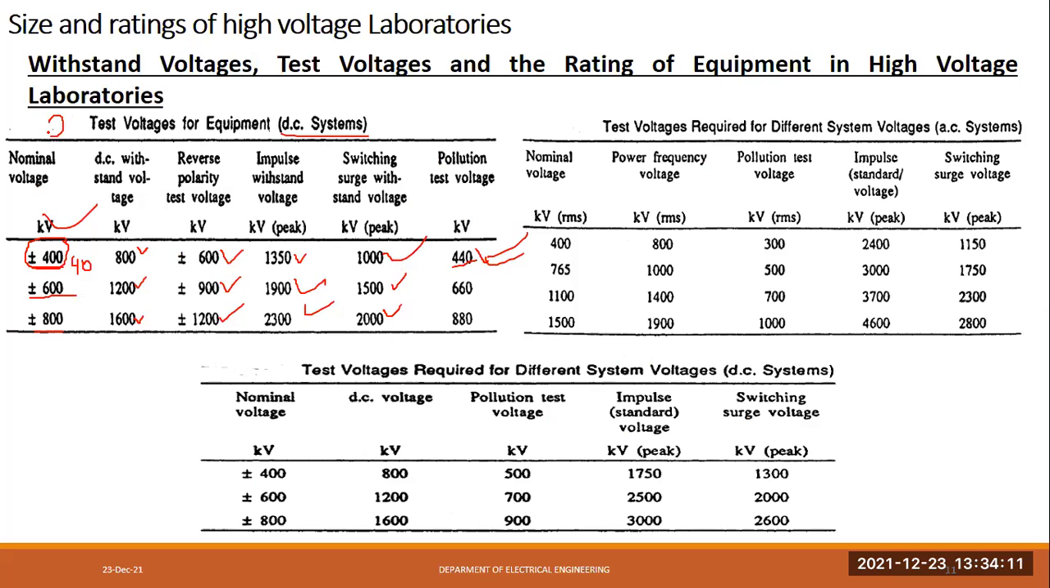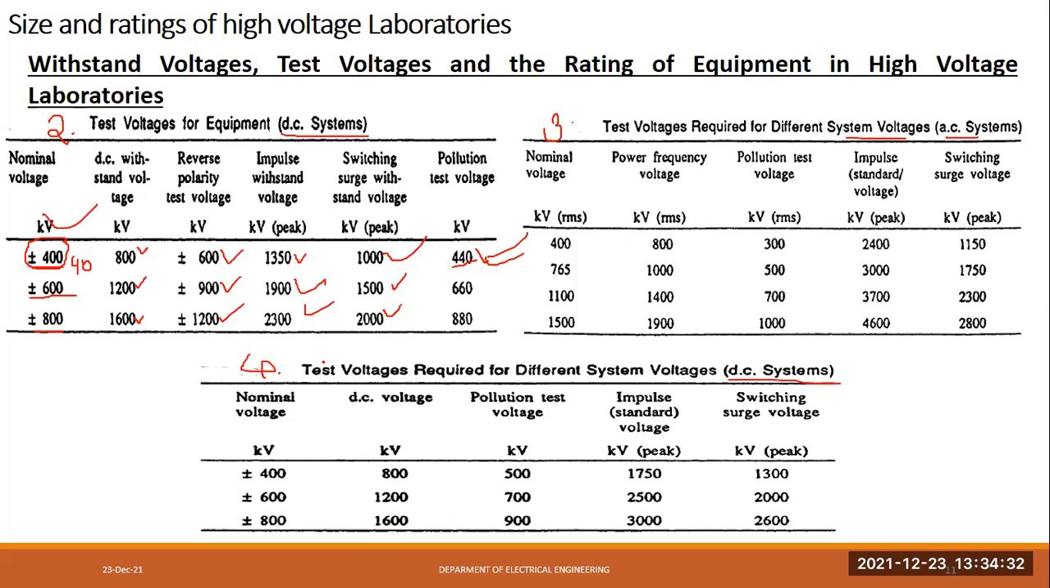So we can see this is table number 2. Then we'll think about table number 3. That table number 3 is in front of you, which is required. Here the test voltages are required for the different system voltages for the AC system, and the test voltages required for the different system voltages for the DC we will see in table number 4.